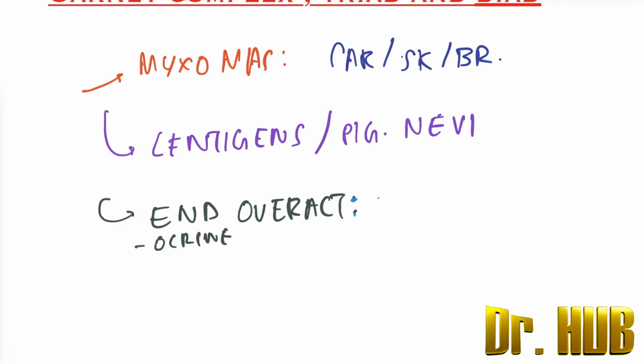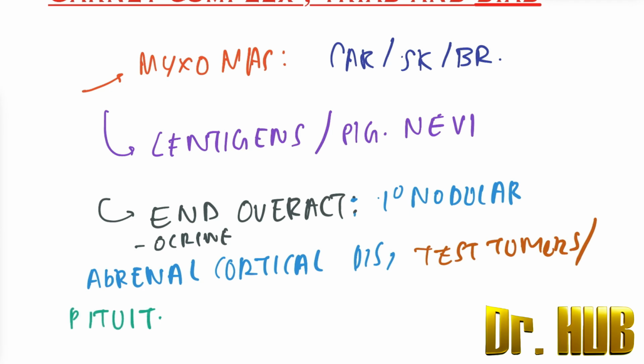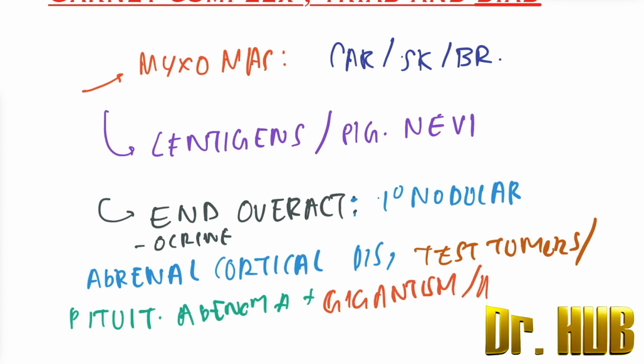it contains the primary nodular adrenal cortical disease, and then there is also presence of the testicular tumors, as well as the pituitary adenomas, along with the gigantism and the acromegaly.